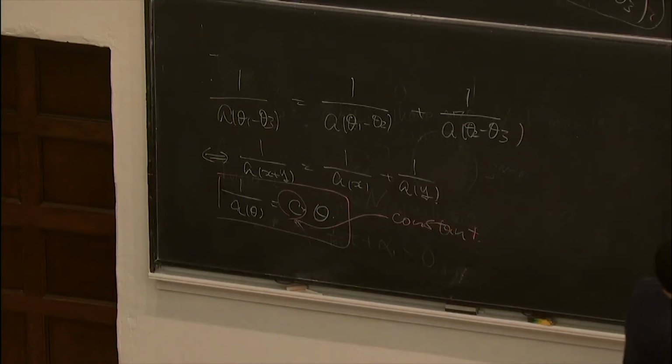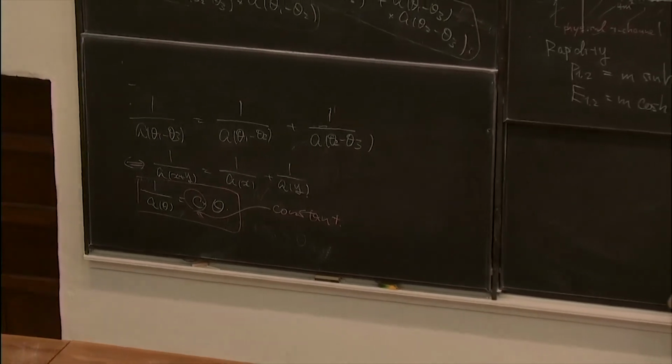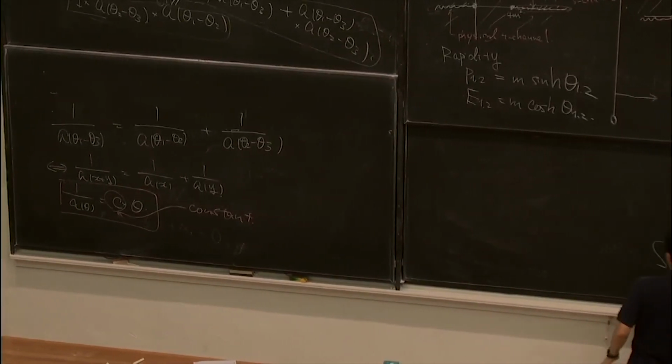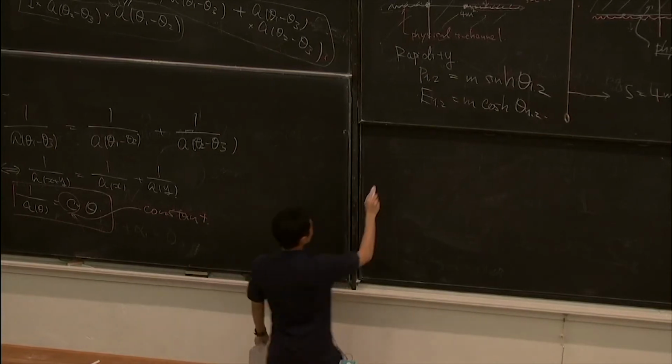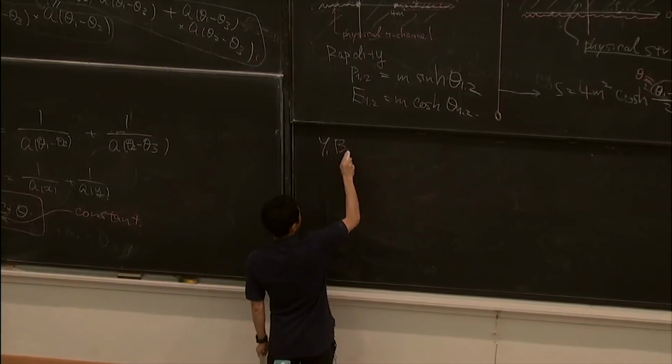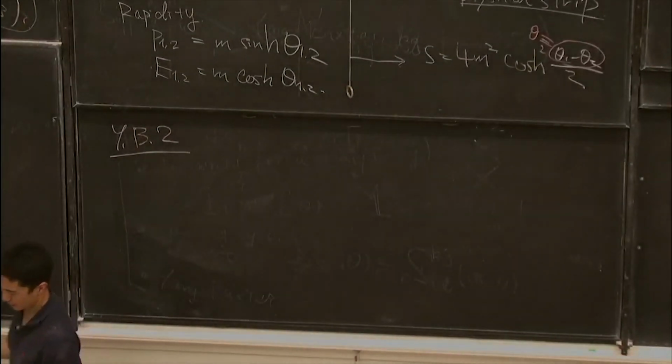So this gave you a constraint on A. Now let's analyze a different configuration which gives you a constraint on B. So now the second Young-Baxter configuration. The second configuration is something like this.